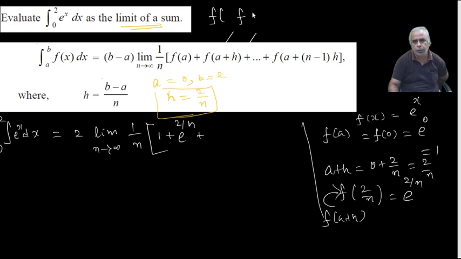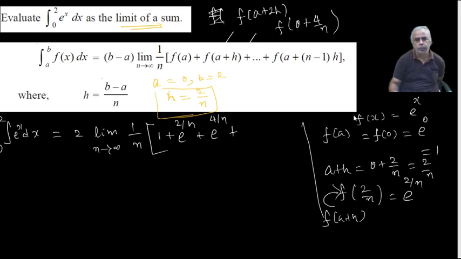Third term is f of a plus 2h. So in that case, what is a? a is equal to 0 plus 2h. So 2h is nothing but 4 by n, is it not? Because h is equal to 2 by n. So 2h means 4 by n. Therefore, we have e power 4 by n. And the next element will be 0 plus 3 into 2 by n. So we can put e power what? 6 by n. So likewise, etc.